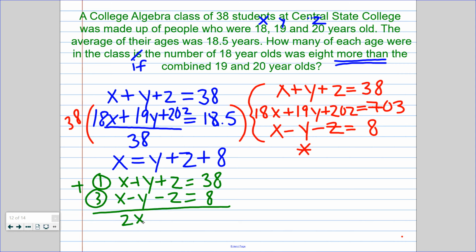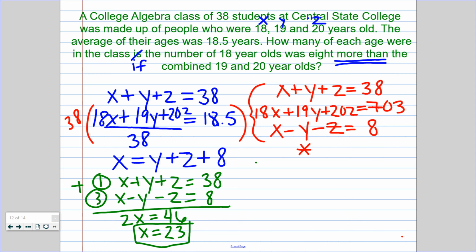I'll get a 2x. My y's will cancel. My z's will cancel. I'll get a 46. Divide by 2. I get x is 23. I can plug in x is 23, but then in all of my equations, I still have a y and a z. So we need to again go back to my original equations and pair up another set.